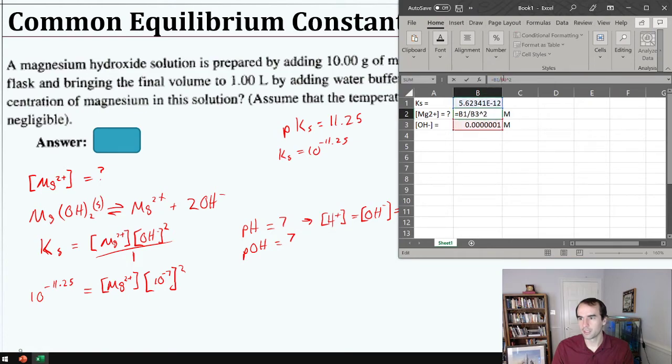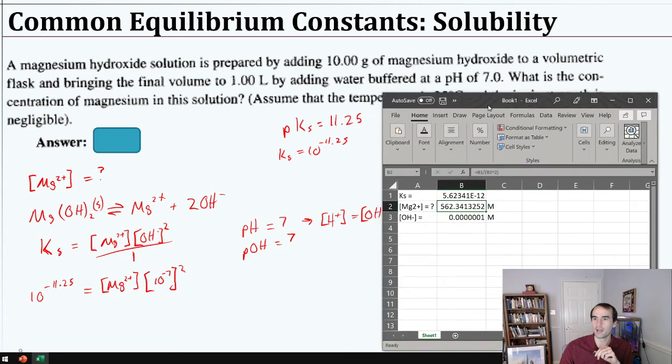Let me just double check that the square went to the right part of that. Okay. That looks wrong to me, so perhaps I did something incorrect. If you see that I did something wrong, let me know. Because I think that's wrong. I don't think we can have 562 molars of something.